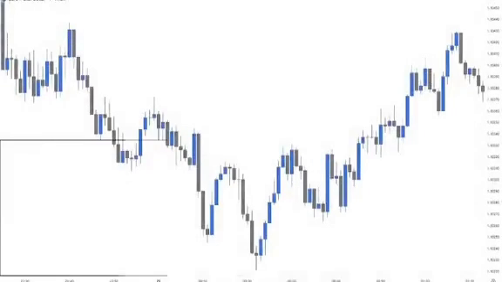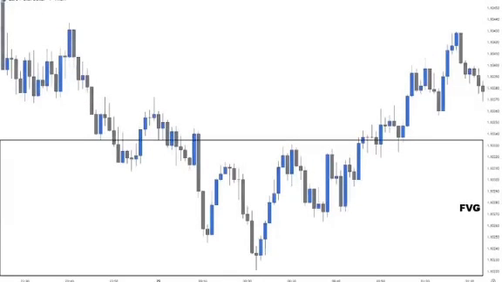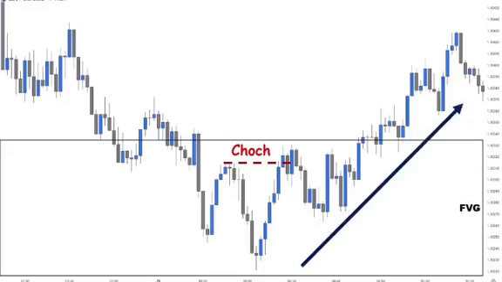After mitigating the fair value gaps area, we will look for reversal signals to confirm the entry. We must wait for a change of character to verify that the short-term trend is over and the market can continue going with the dominant higher time frame direction. If we have no change of character, we will have no trade.